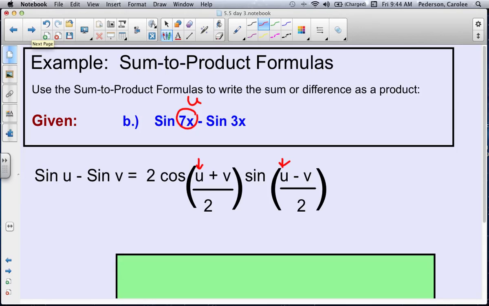And what's the v? 3x. So we'll substitute it into there and there. Now we just simplify those parentheses and we're done.